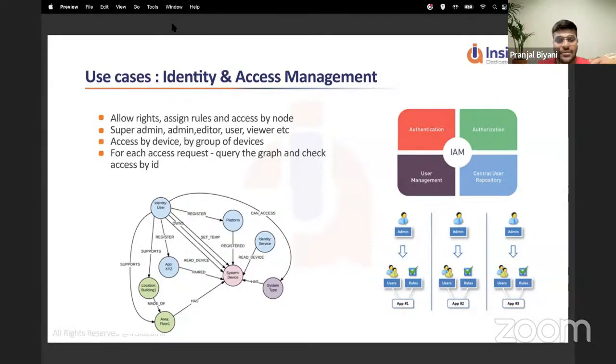So access can be easily managed. You can see an example here. This user can access this system. This user can register on this platform. This platform is registered on the system device. This user supports this location, does not support. All of that individual understanding and analysis can also be done by a graph, right?